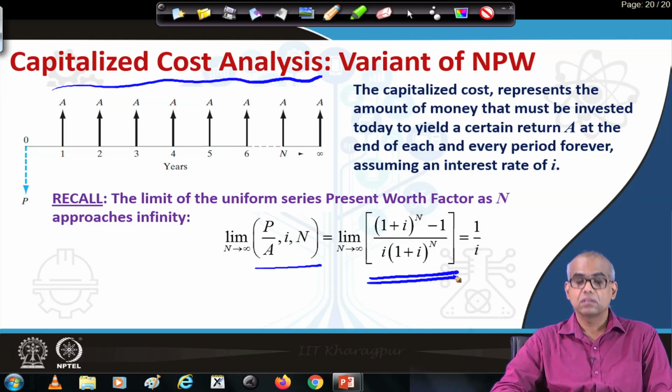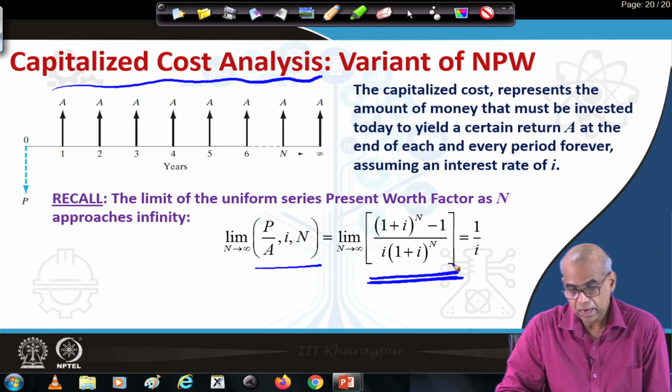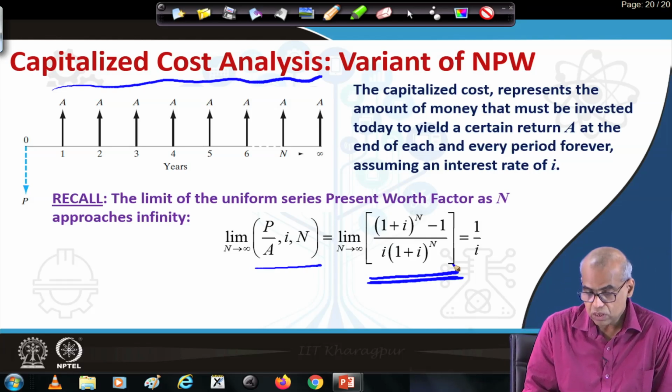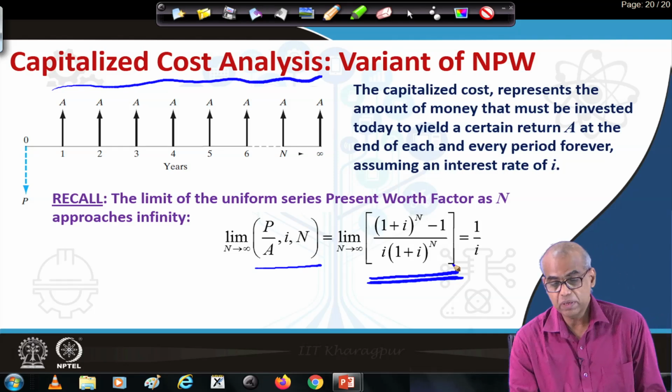The N was the life of the project. Now, for capitalized cost, this life of the project N will go to infinity. So, the limit of the uniform series present worth factor as n goes to infinity is the limit of this expression as n goes to infinity. You can write this as 1 by I minus 1 by I into (1 plus I) to the power n. As n goes to infinity, the second term will become 0. So, the limit will be evaluated as 1 by I.